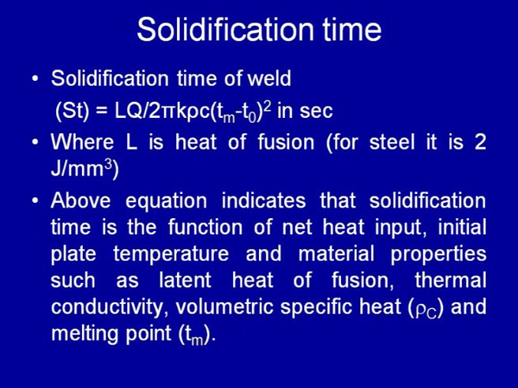In this equation, most of the parameters are the same as in the cooling rate equation, where L is the latent heat of fusion, which is considered as 2 joule per mm cube. Q is the net heat input, K is thermal conductivity, rho is the density, C is specific heat, T m is the melting point, T naught is the initial plate temperature, and this equation gives us the time in seconds.